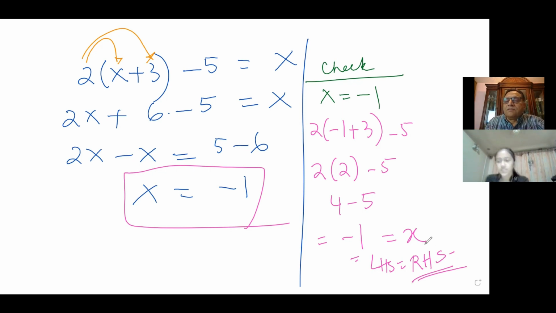We have to write this: left-hand side is equal to right-hand side. It is good to write so that when they say check, it means you got something. But then you have to conclude that, yes, this is correct what you got. Okay. Now, let's do some more difficult questions here.